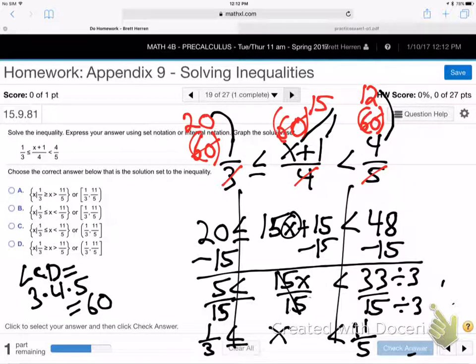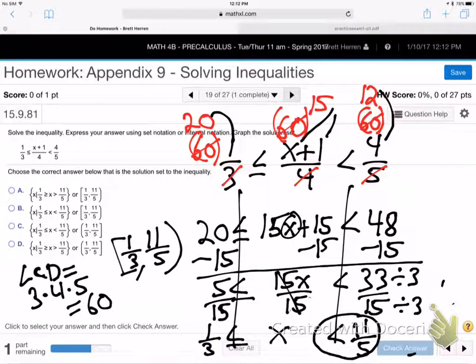So that means we need the bracket on the 1/3, because it's got the equals, the left side. And the right side does not have the equals, so it's just the 11/5 with the parenthesis, which my pen will not do. There we go. So that's the answer, right? We good on that? Remember all that algebra? We'll do more and more of that. Questions I can answer? All right, I'll move on.